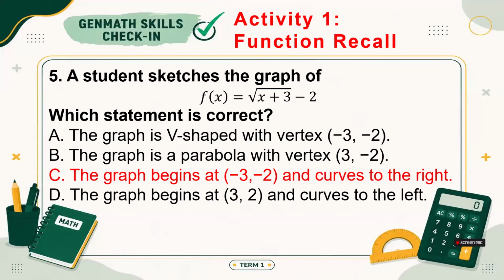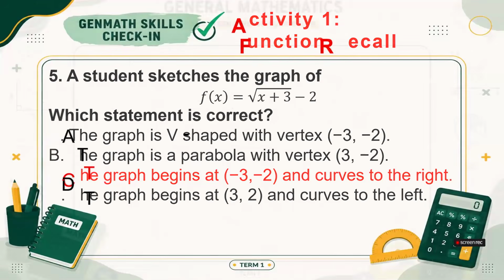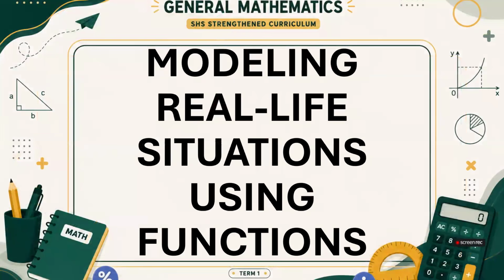So remember that the graph begins at negative 3, negative 2, and curves to the right because that is how the square root graph looks like. It has a starting point or an endpoint. Now that helps us to understand how the graph moved. So I think you were able to grasp all the learning competencies that you need for lesson 5.1.